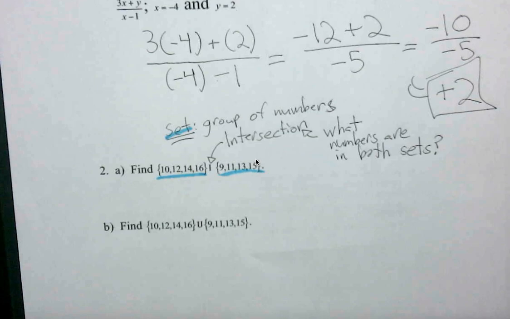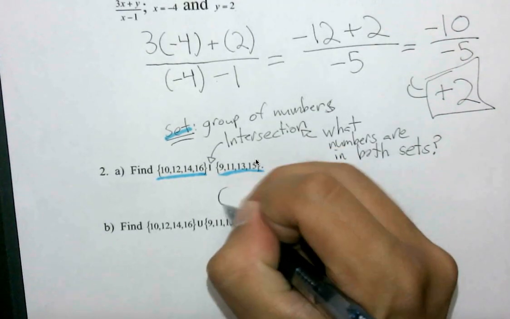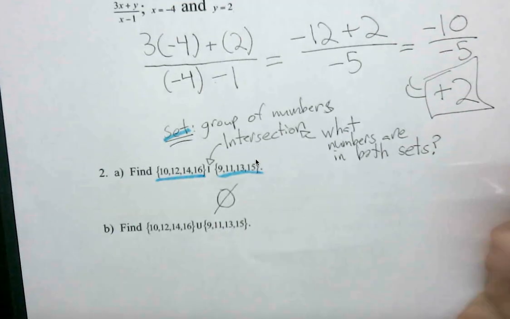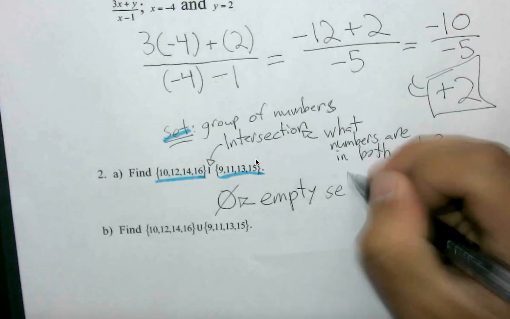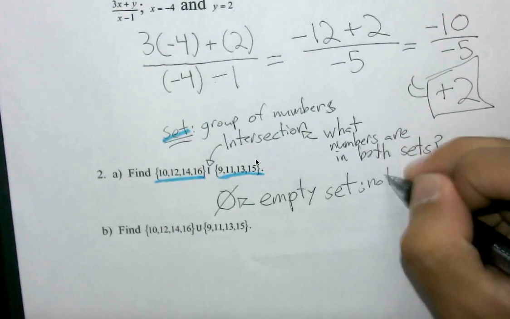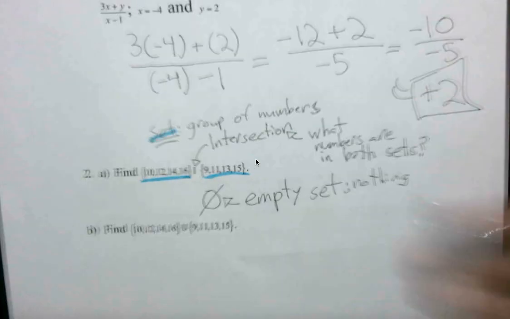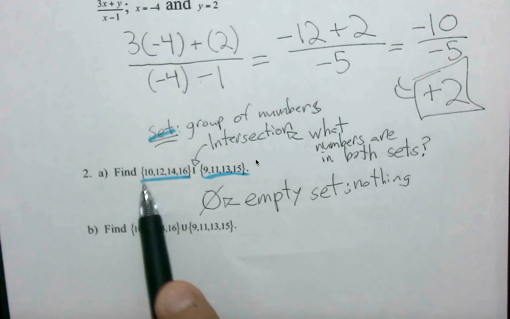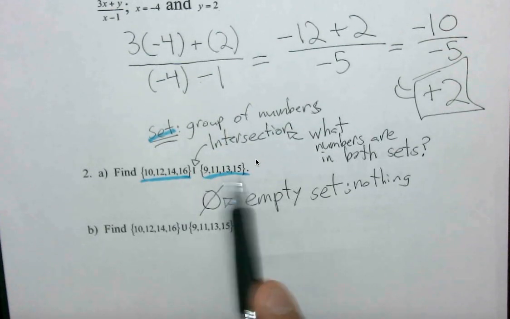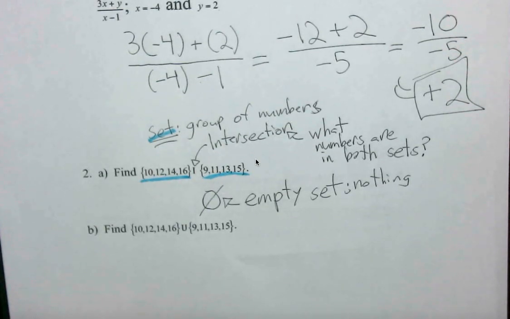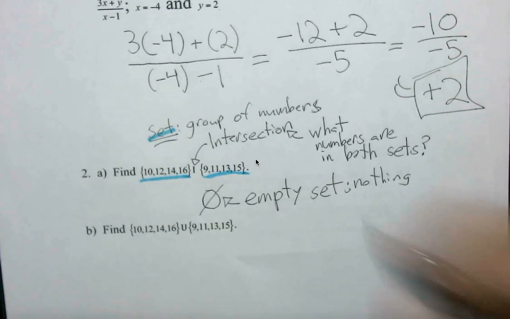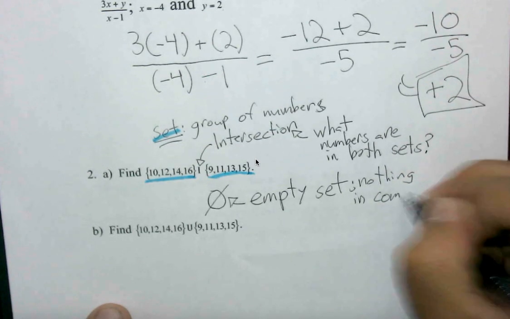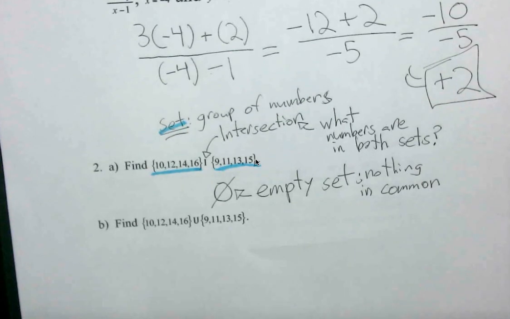So unfortunately, there's nothing in common. So we could use this symbol, which implies the empty set. And that's saying that there are no numbers in common. All the numbers from this first set are unique, and they do not see another, like we don't see another 10, 12, 14, or 16 over here. So we say that there's nothing in common, or we say that it's an empty set. And this symbol comes up every now and again, and that also implies empty set.